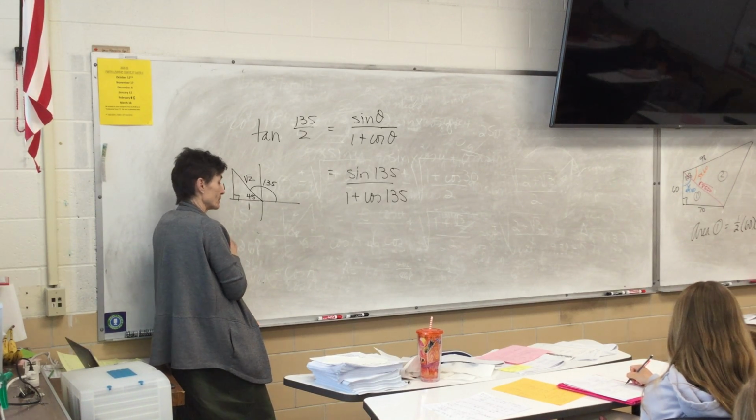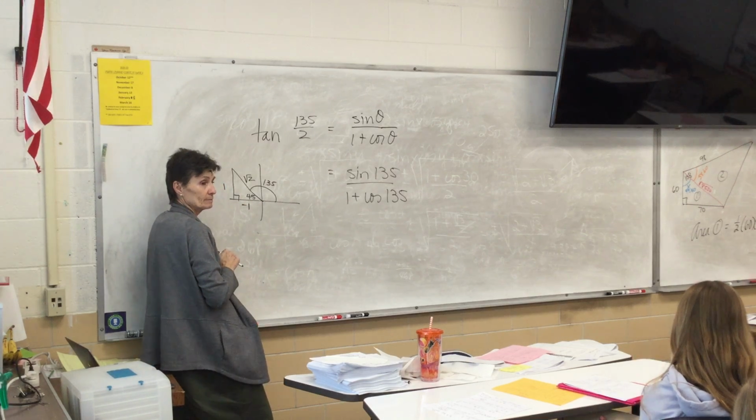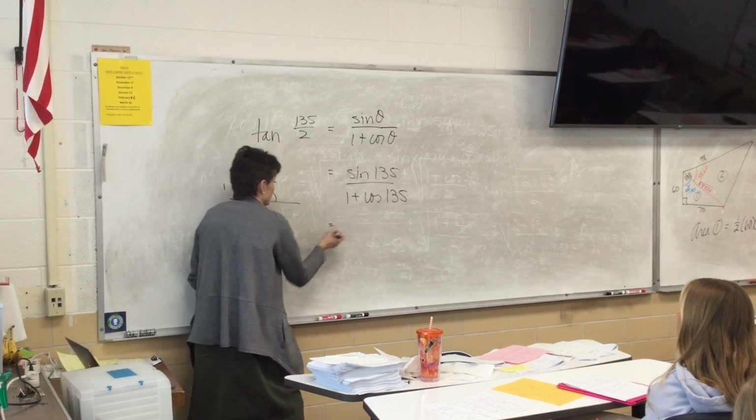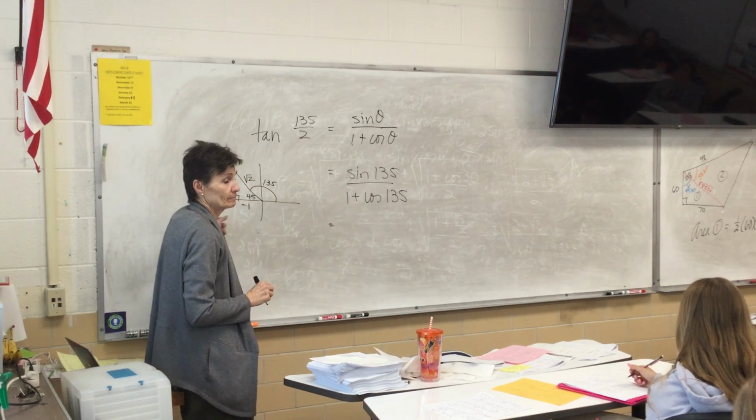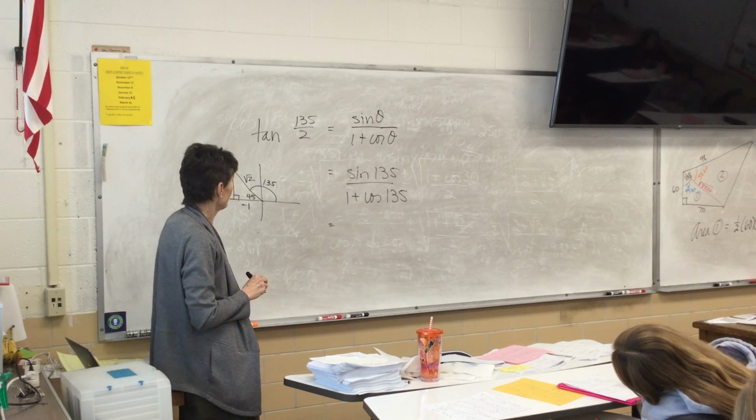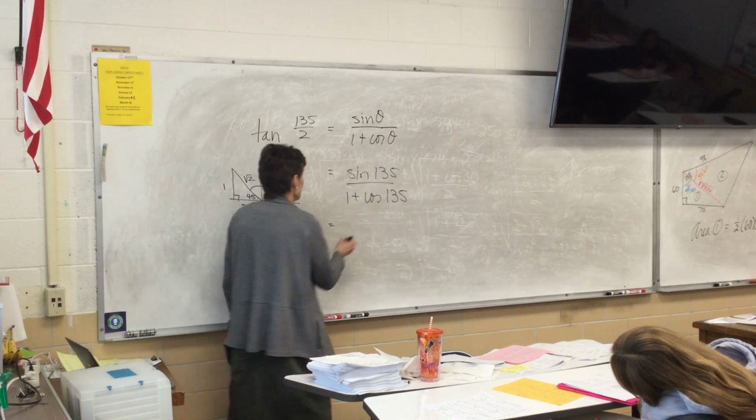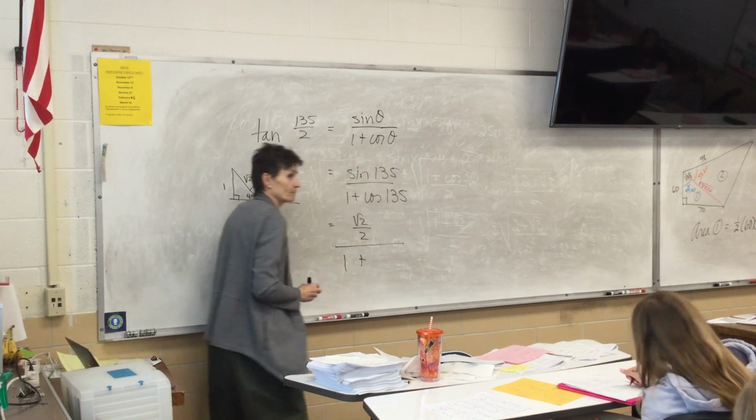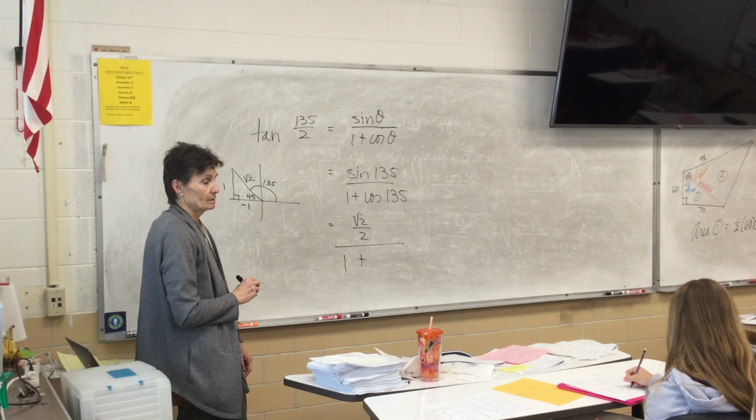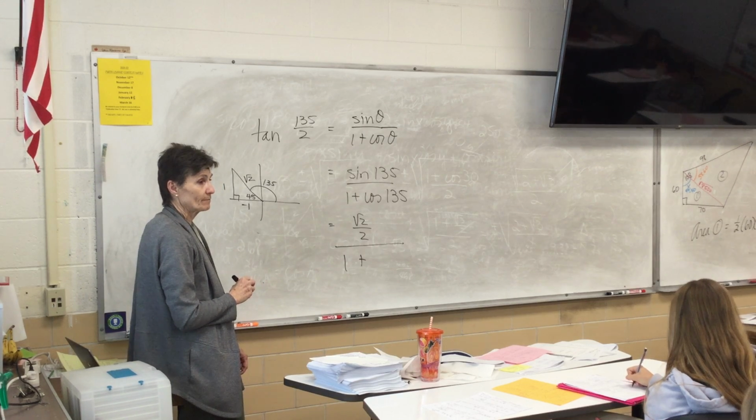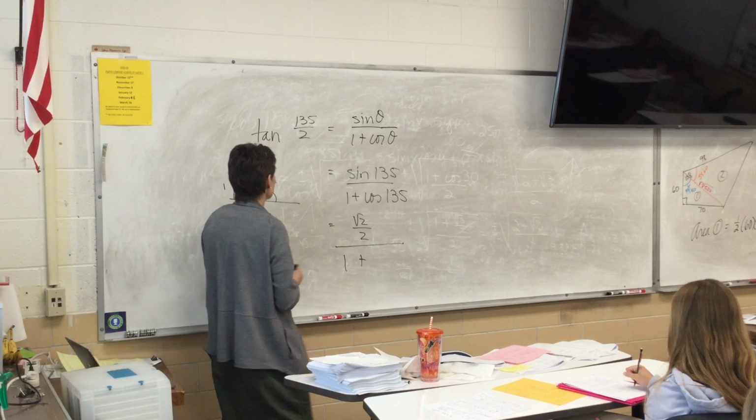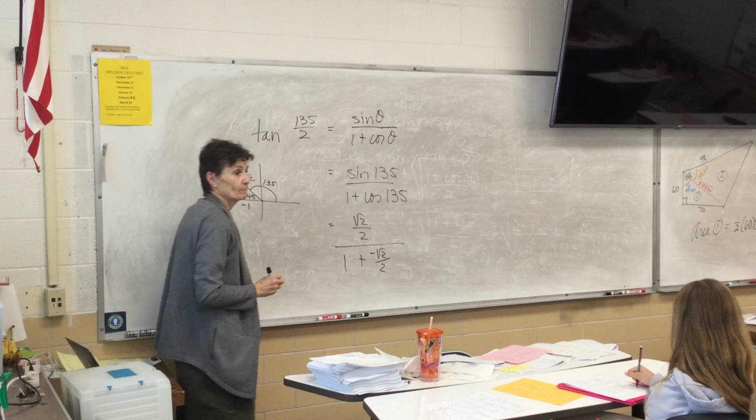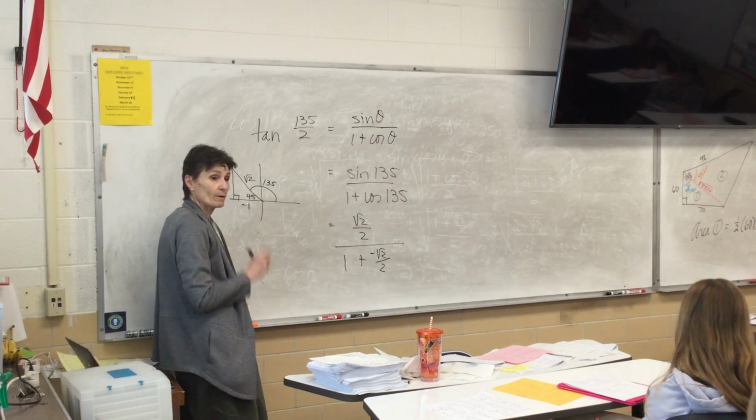Caution. It's always negative down here. What's the sine of that right there? 1 over root 2 or root 2 over 2. You are exactly right. What about the cosine? It's going to be negative root 2 over 2. Is that all right with everybody?